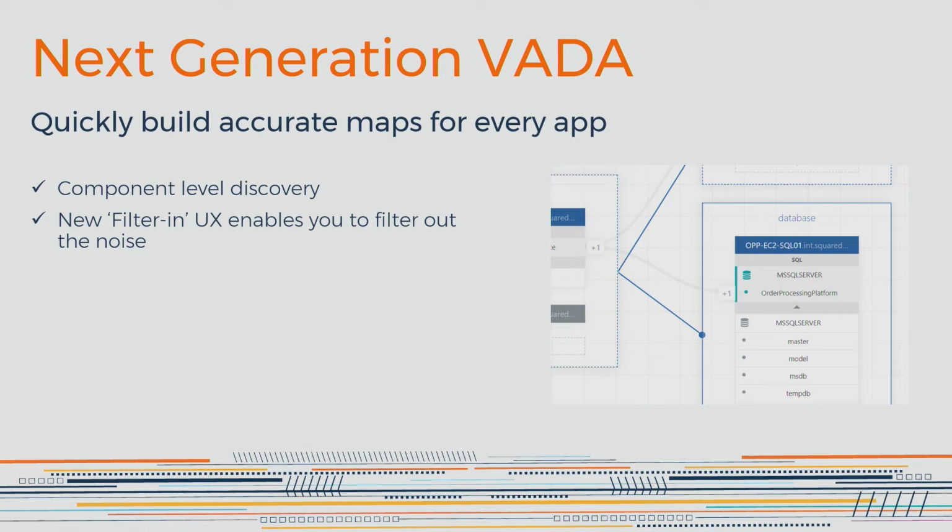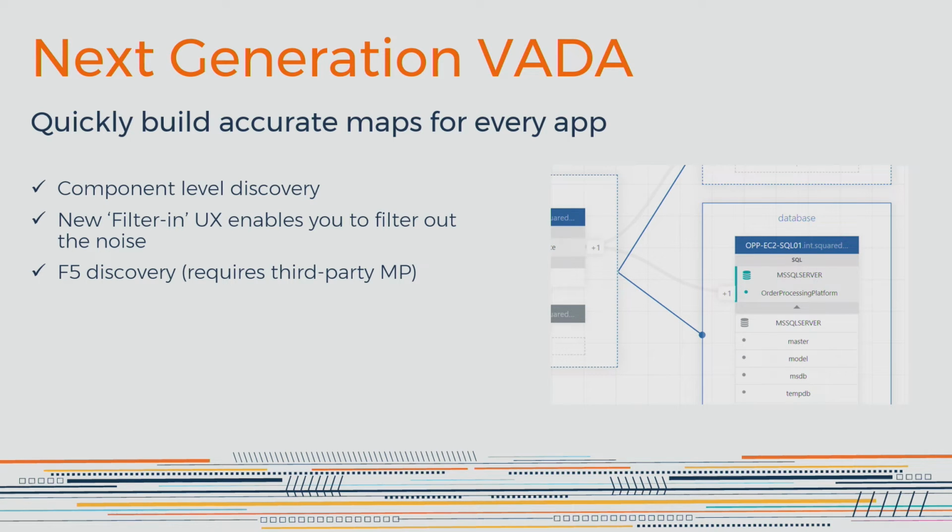We have a new filter in user experience that enables you to filter out the noise, and I'll show you that in the demo. It's a subtle change, but it means that you can now very successfully map out your applications, just focusing on those components that are part of your application, and not end up with those quite exciting looking but actually quite noisy application maps that go beyond just what you need to monitor for each application.